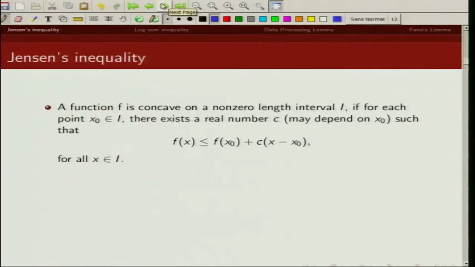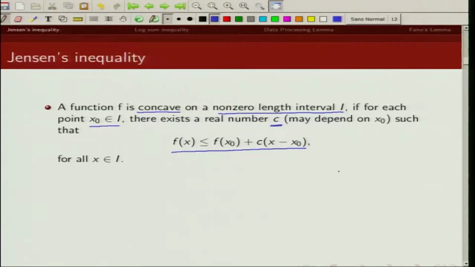So before we go to Jensen's inequality, let's just see what we mean by a function being concave or convex. A function f is concave over a non-zero interval I if for each point x naught which belongs to this interval I there exists a real number c such that this condition holds. Now what is this condition?